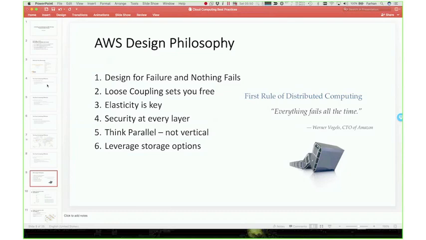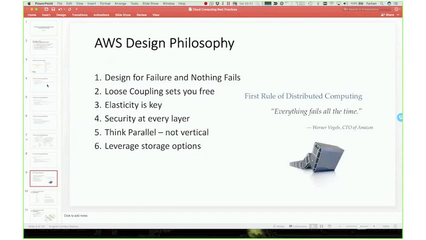Security has already been predefined that it has to be embedded in every layer. It has to be mandatory. There should not be a way out of security. Fifth point is think parallel. Parallel means parallel computing, horizontal scaling, not vertical scaling. And we will discuss in more detail in the next slide what is vertical scaling.